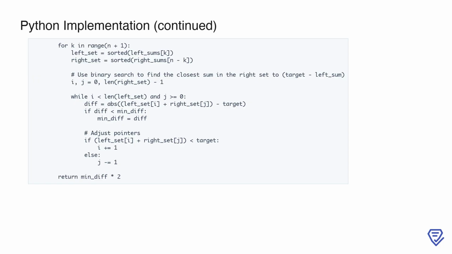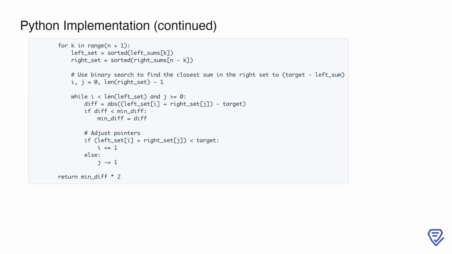Using a two-pointer approach, we aim to find the pair of sums, one from the left set and one from the right set, that gets as close as possible to the target value. The target here is derived from splitting the total sum into two balanced halves. Within the while loop, we calculate the absolute difference between the combined sum of the current pair and the target. If this difference is smaller than the current min_diff, we update min_diff.